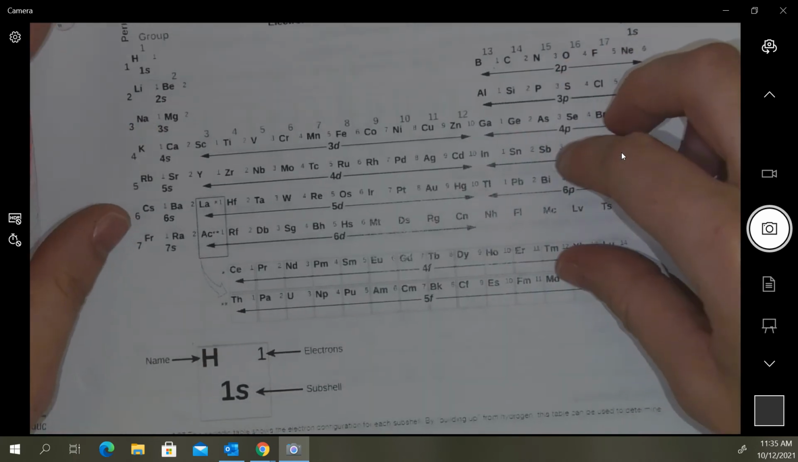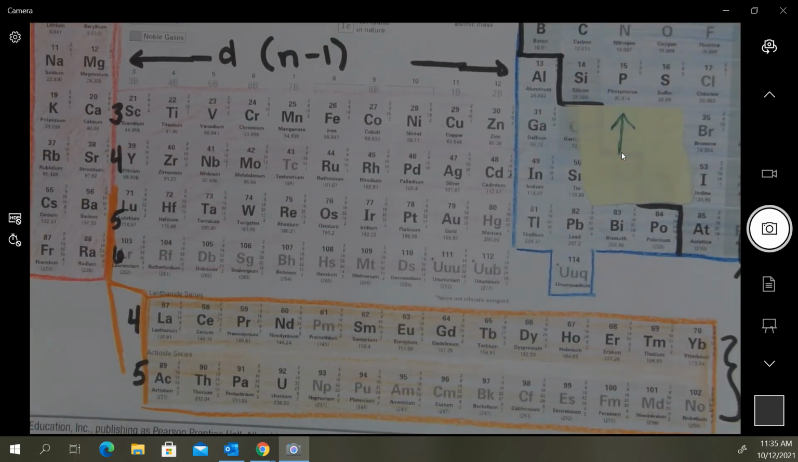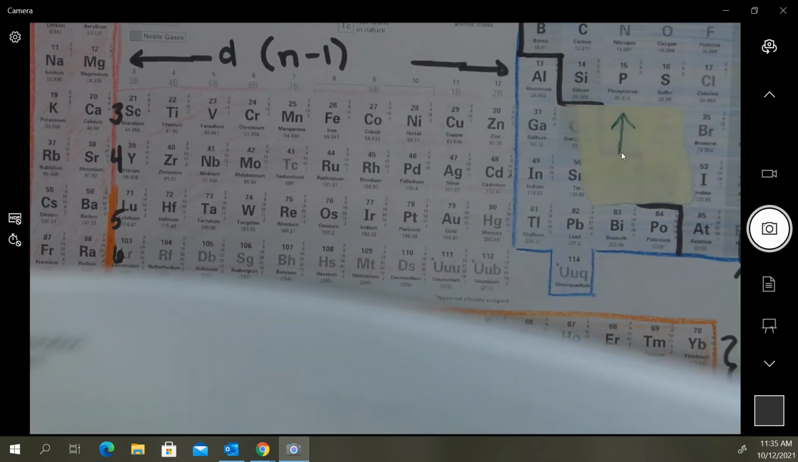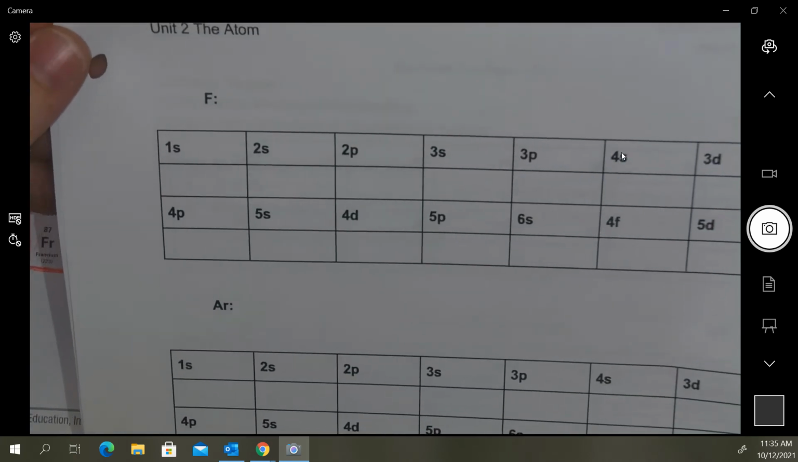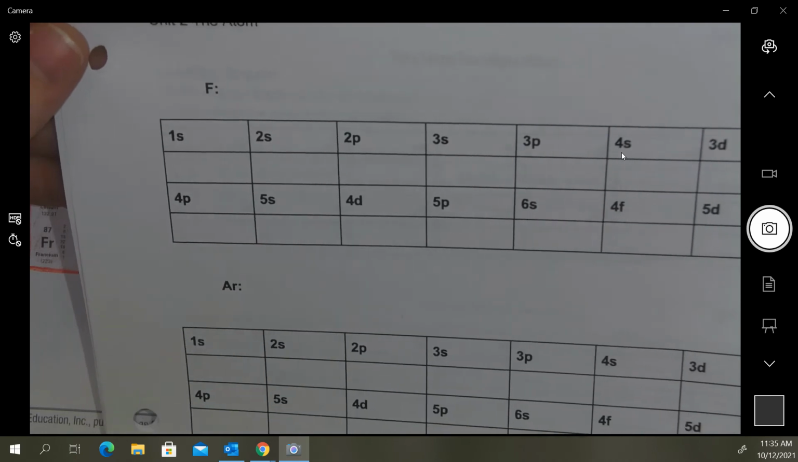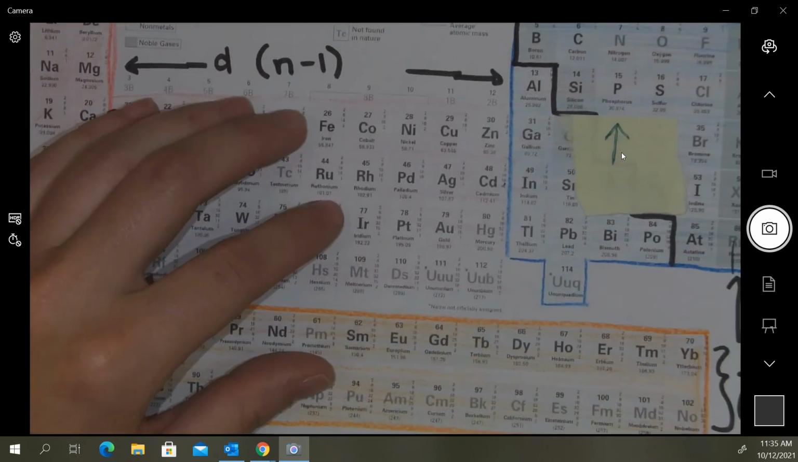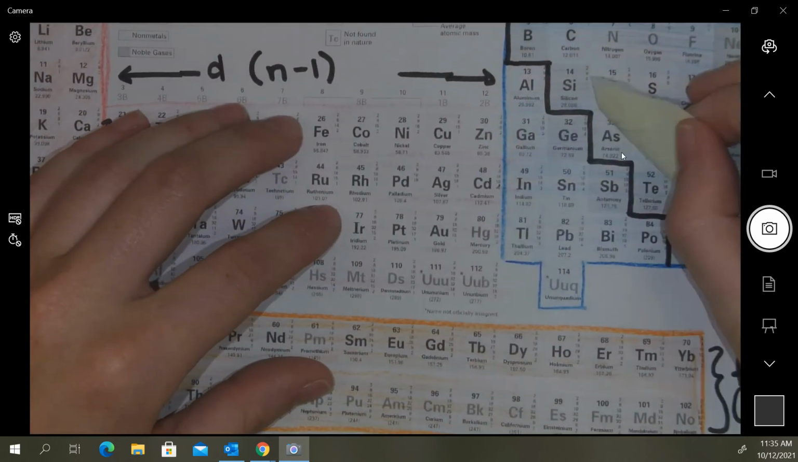Okay. All right, let's look at a few other examples. Next, we've got fluorine. Fluorine. So finding fluorine on our periodic table.